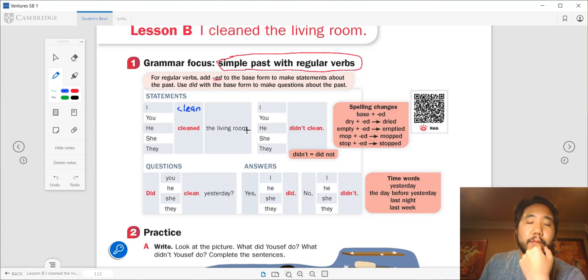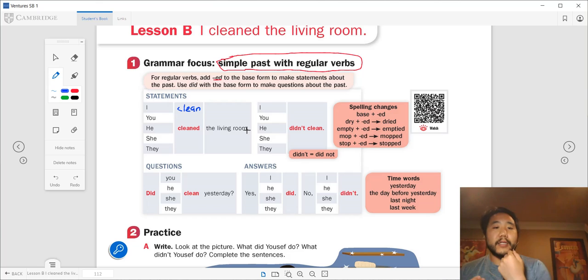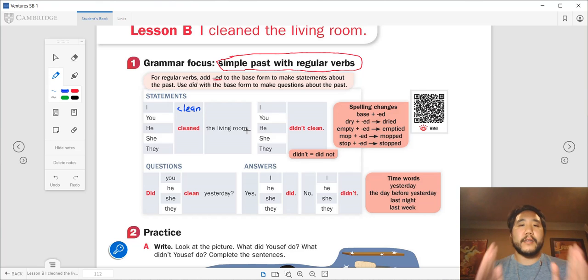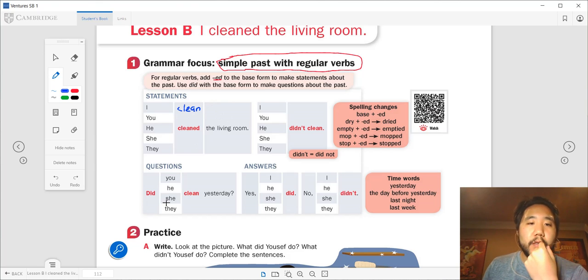So basically it means that I cleaned the living room. Right now it's in a state where it's clean because in the past it was cleaned. Someone cleaned it. I mean, I cleaned it. So this cleaning action was done in the past, right?